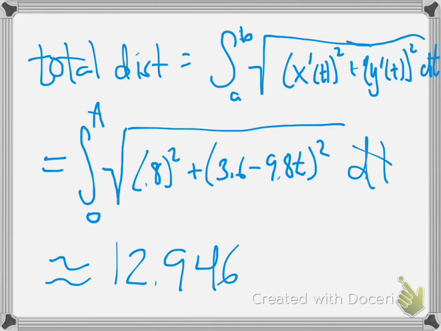So a simple total distance question, using arc length for parametric equations, using the integral of the speed, which is the integral of the magnitude of the velocity, which, the magnitude of velocity we found with the Pythagorean theorem. Fairly straightforward.